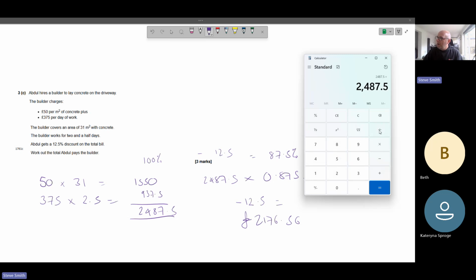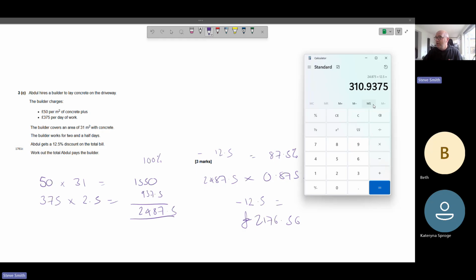2487.5 divided by 100. That's my 1% number. Remember, once you find that 1% number, you can find out anything. So the 1% number is 24.875. And now I can times it. If I know that I need my 87.5, I can just times that by 87.5. I'm going to get the same amount. Or I can times it by 12.5. I know that's how much Abdul's going to get as a discount. And then I'm going to take it away off of my number.